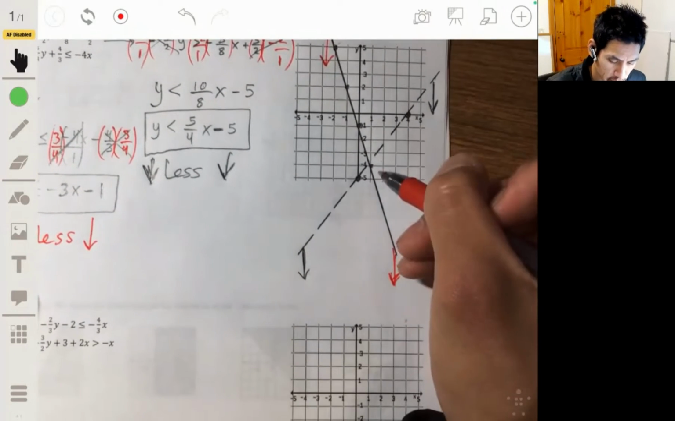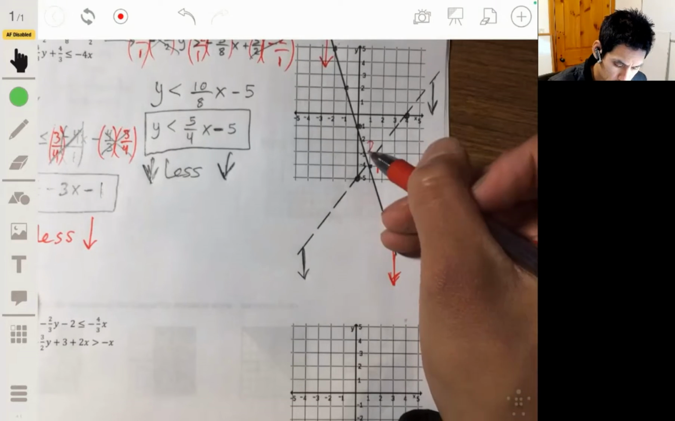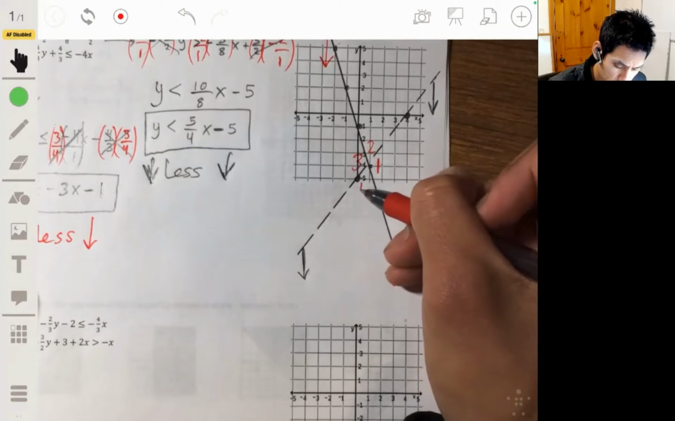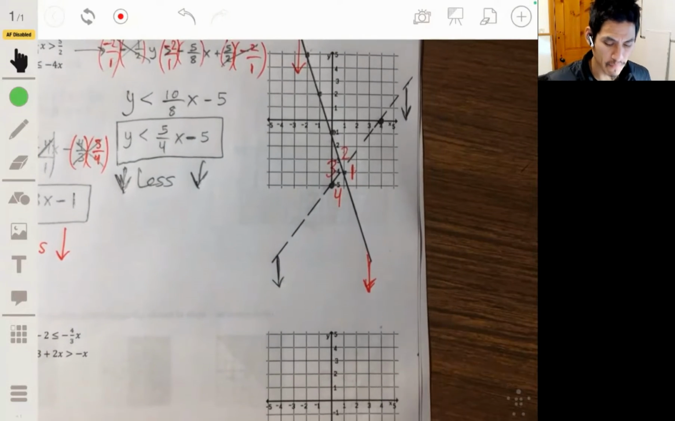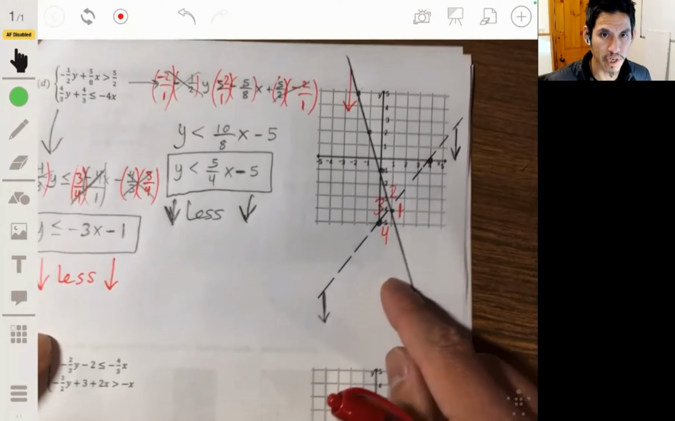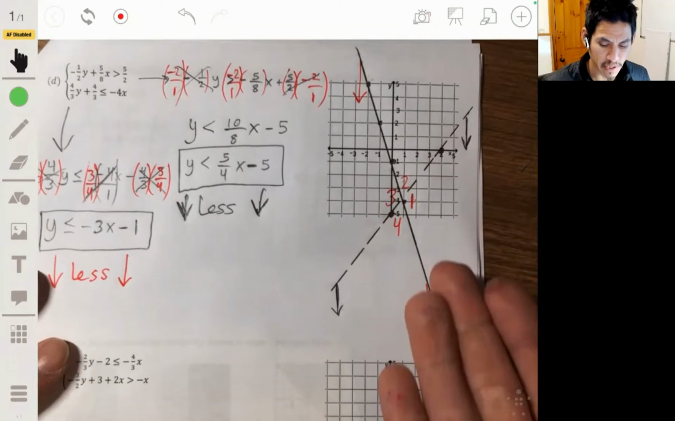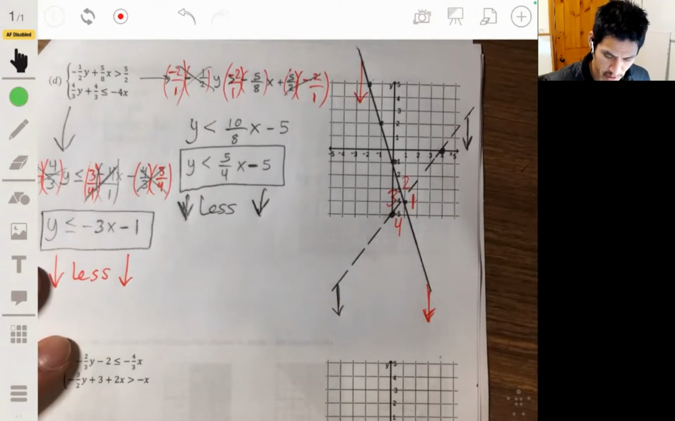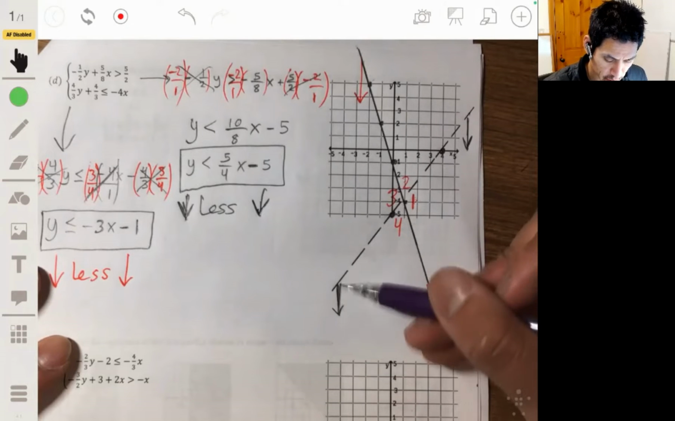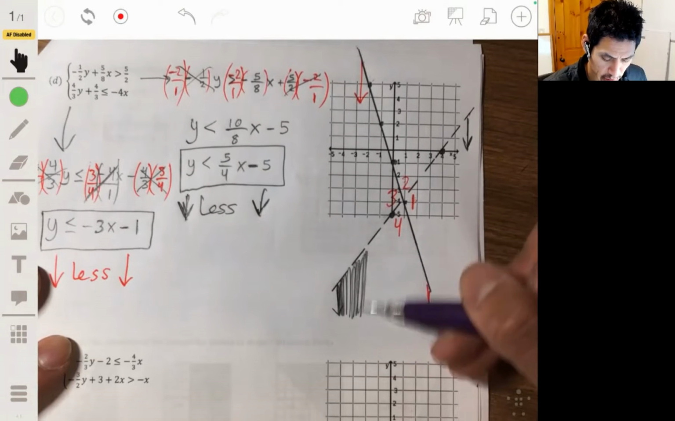And again, now see we have 1, 2, 3, 4 possible regions. And we're going to graph the one again that satisfies both inequalities, or has both arrows, and that's going to be region 4. Because region 4 is the only one that's going to be below both of these lines.